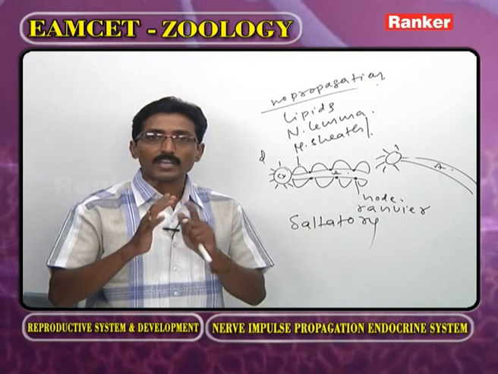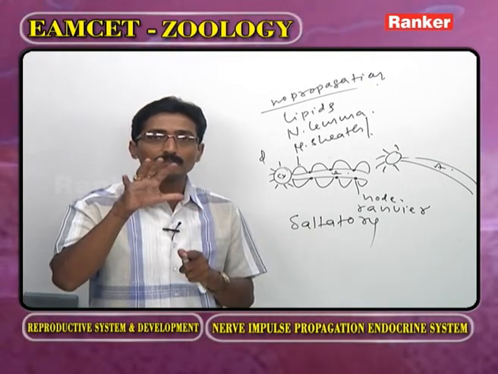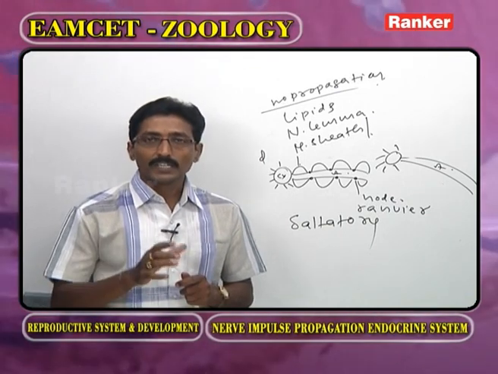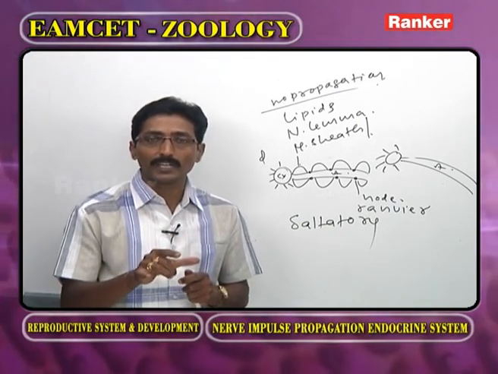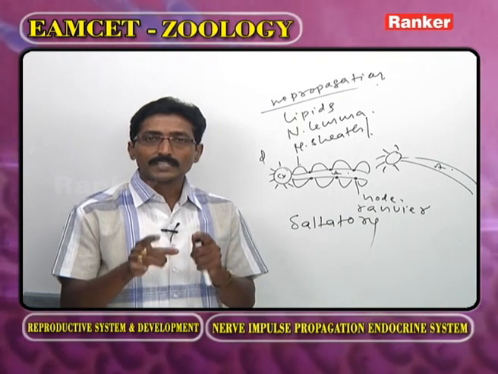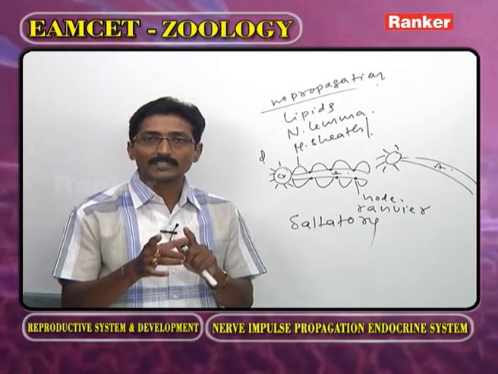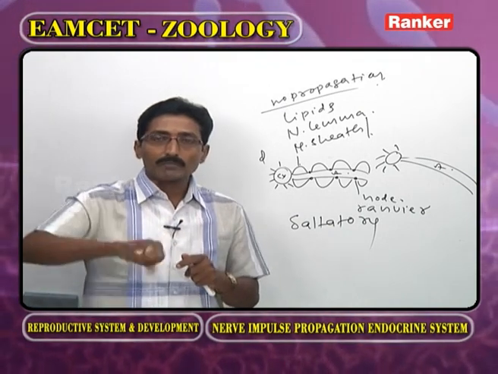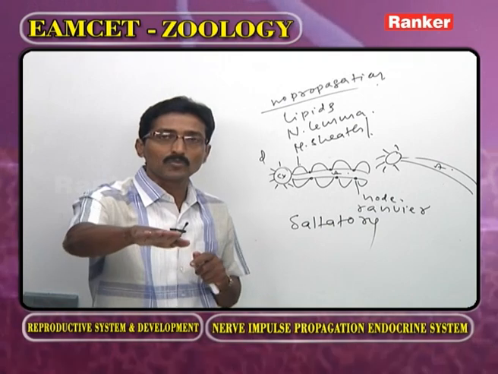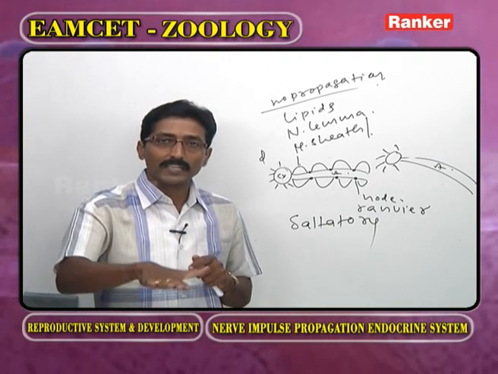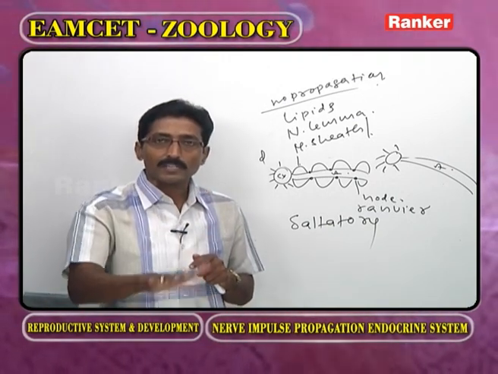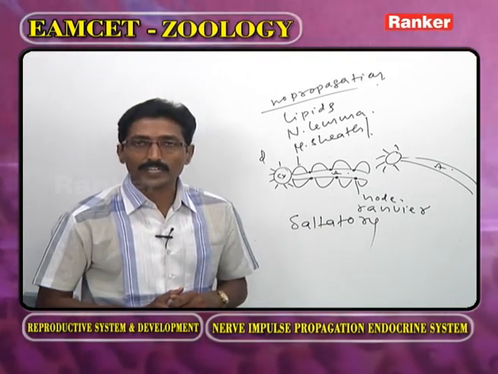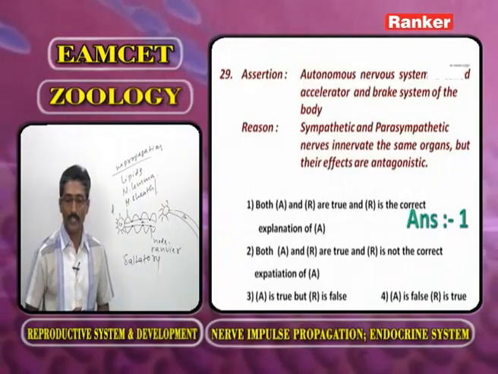So in our body, all activities are at a balanced state. The autonomous nervous system is called accelerator and braking, because in the autonomous system, sympathetic and parasympathetic functions are antagonistic. They work oppositely. Because of the accelerator, the vehicle moves forward. Because of applying the brake, the vehicle stops. Like that, sympathetic and parasympathetic work. So both are correct, and the reason explains the assertion. Now we go for the next question.